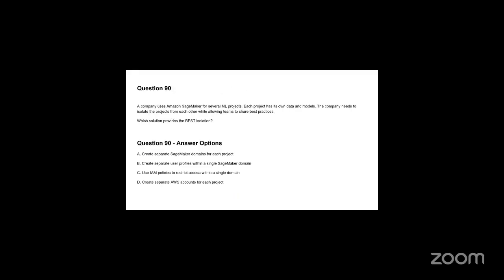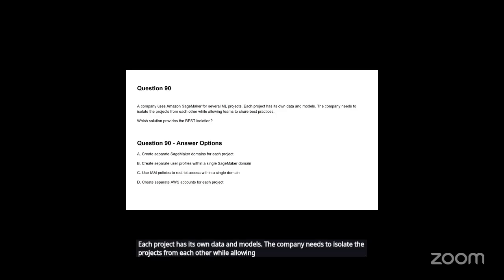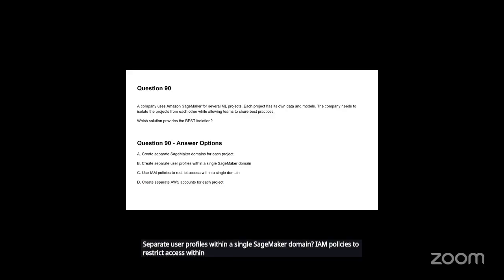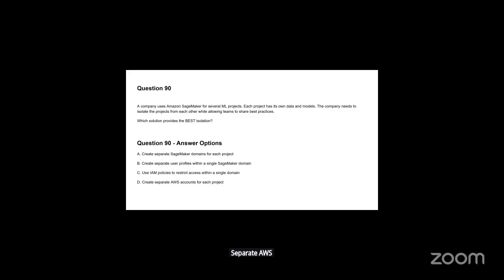Question 90. A company uses SageMaker for several projects. Each project has its own data and models. The company needs to isolate the projects from each other while allowing teams to share best practices. Which solution provides the best isolation? Separate SageMaker domains, separate user profiles within a single SageMaker domain, IAM policies to restrict access within a domain, or separate AWS accounts for each project.